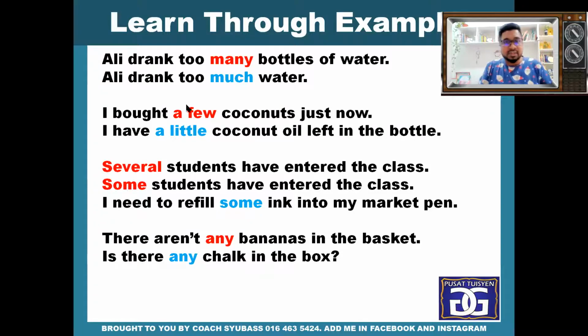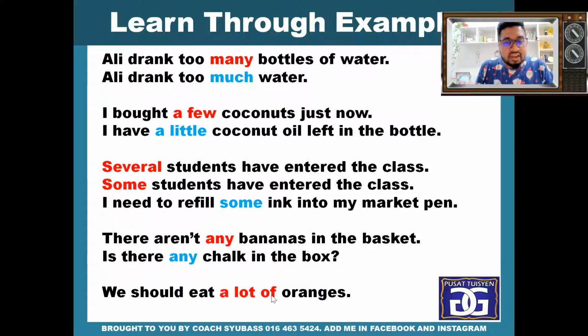Both is acceptable. So, many is only for countable. Much is for uncountable. A few is for countables. A little is for uncountable. Several is only for countable. Some can be used for both. Any can be used for both. We should eat a lot of oranges. Of course, you can count oranges. So I use the example, a lot of.